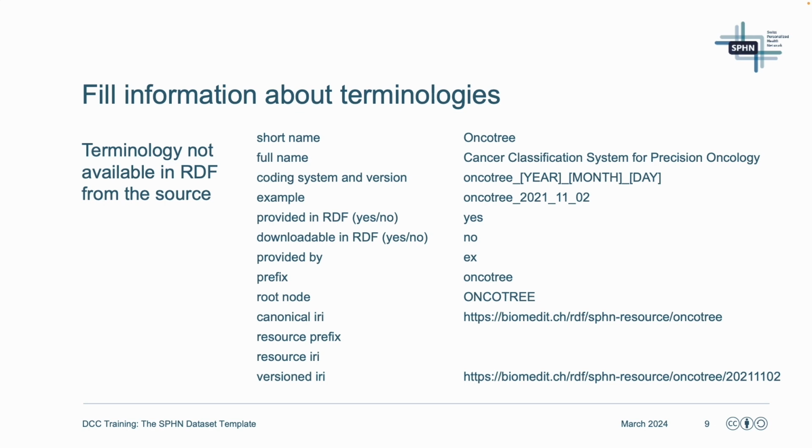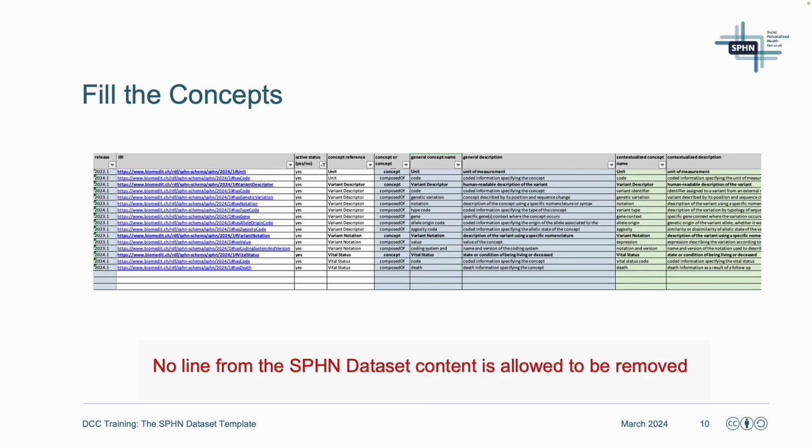The exception remains if there exists a dereferenceable link on the web that leads to every single code of that terminology, then you can use that IRI as a canonical IRI and still define a resource and prefix and IRI in this case. So this is how we have done it for the ATC from WHO, for instance. Now that you have seen the two different cases, you can fill the coding system and version tab accordingly and then move on to the next tab, which is the concept tab.